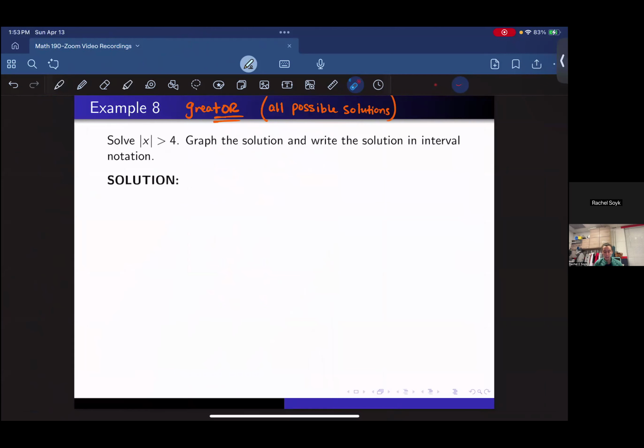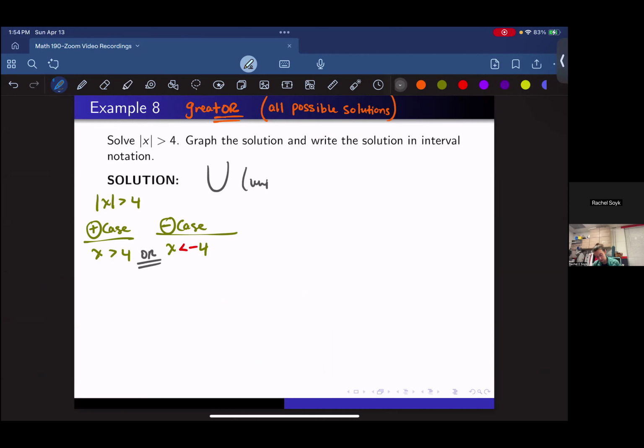So let's look at this example 8. Absolute value of x is greater than 4. Positive case, drop the absolute value. x is greater than 4. Negative case, drop the absolute value, multiply the right-hand side by -1, and flip that inequality sign. And because it's "or," we are looking at a union, finding all of the possible solutions.